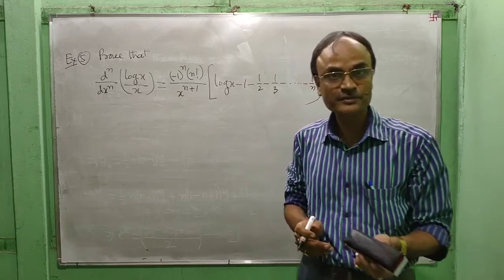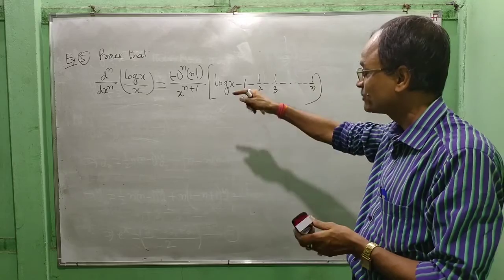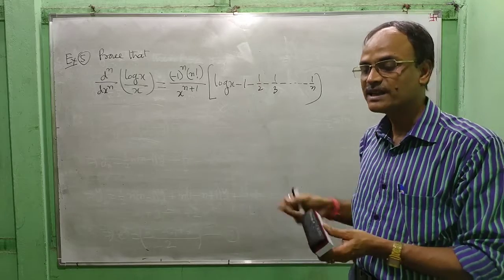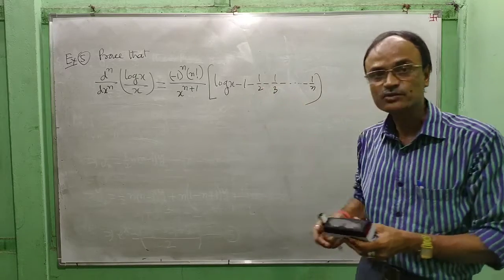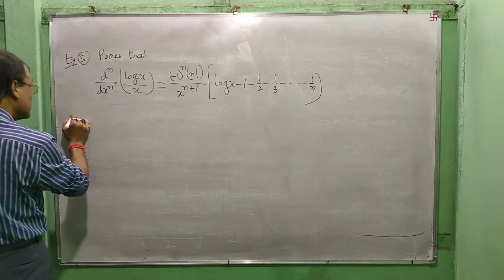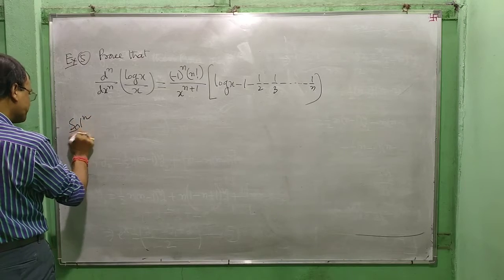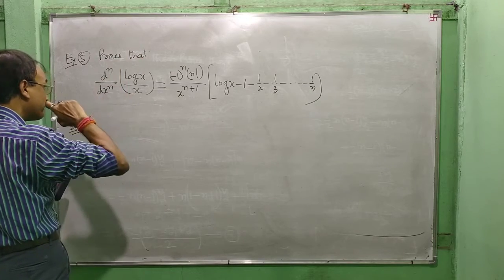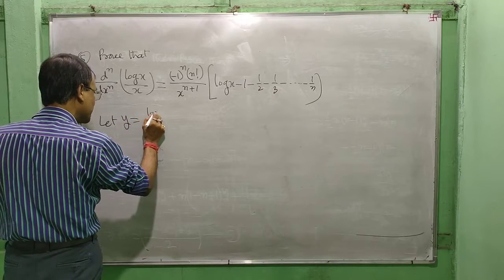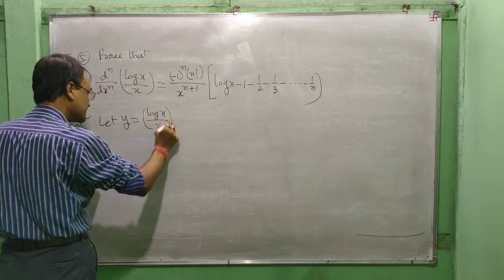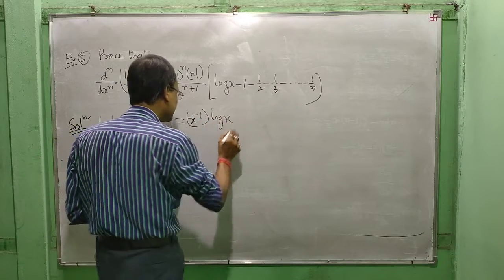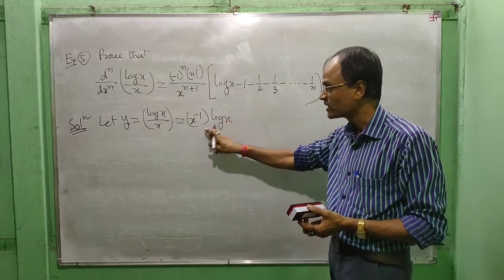Log x by x, this is equal to minus 1 whole to the power n factorial n divided by x to the power n plus 1, log x minus 1, this one. Let us try to prove this. Prove the solution. Suppose let y equal to log x by x. This is equal to x to the power minus 1 log x. You may write in this equation x to the power minus 1 log x.